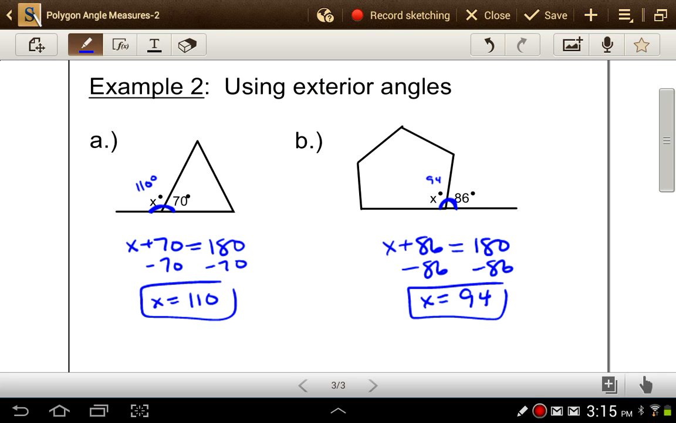So when you're doing your homework and you're working on these, there are a couple of things you have to think about. If it's a triangle, it equals 180. If it's a quadrilateral, it equals 360. If they're supplementary, it equals 180. So you have to think about what we're doing in all those different parts.